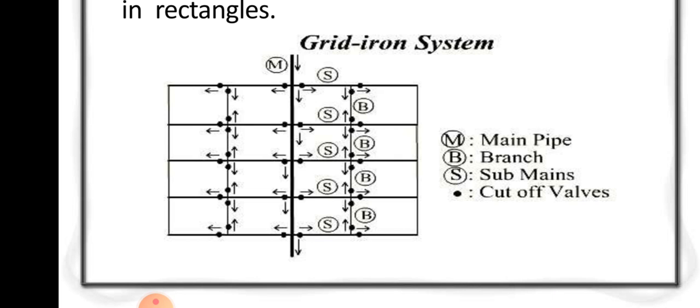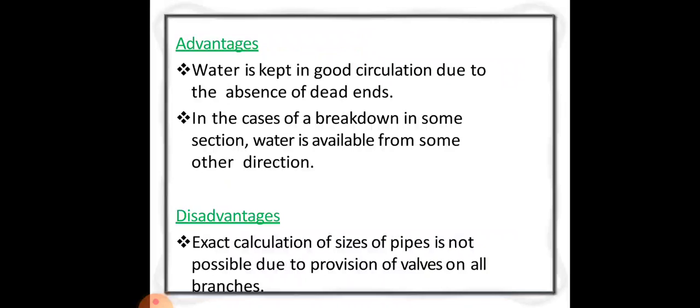So the system is ideal for cities laid out on a rectangular plan that resembles a gridiron. That's why it is called a gridiron system. So the main advantages of this system are that there is free circulation of water, so there will be no stagnation or deposit of sedimentation, etc. in this case. And also there is no chance of pollution due to the stagnation of water. And also in the case of any breakdown, water will be available through the other direction.